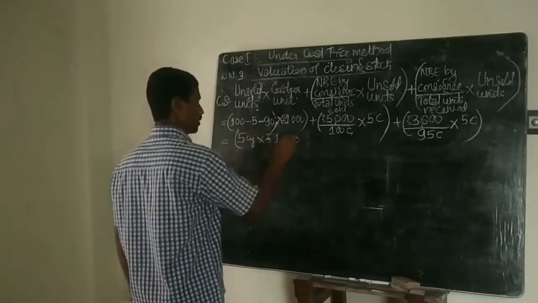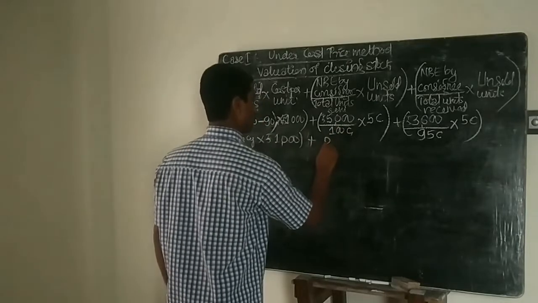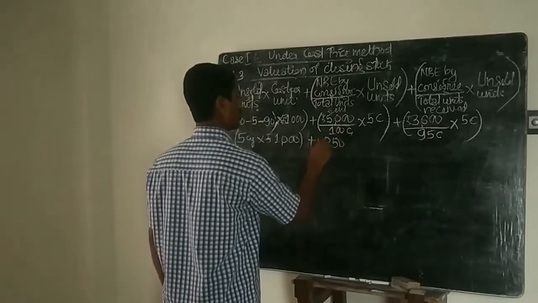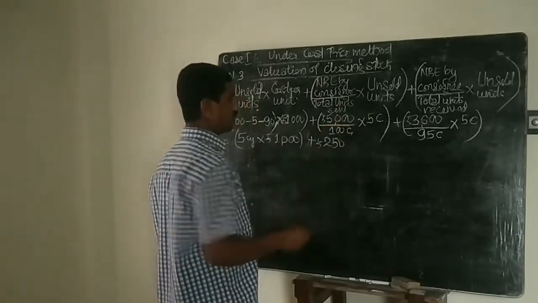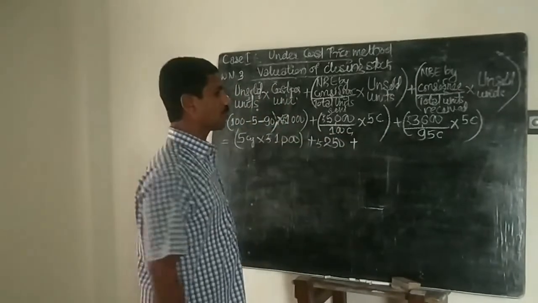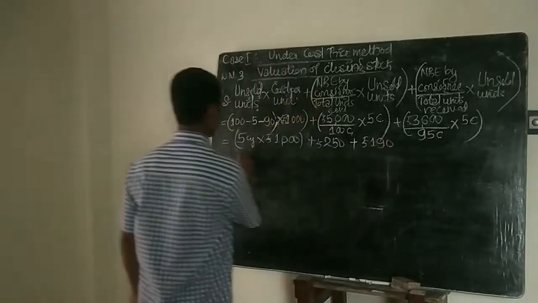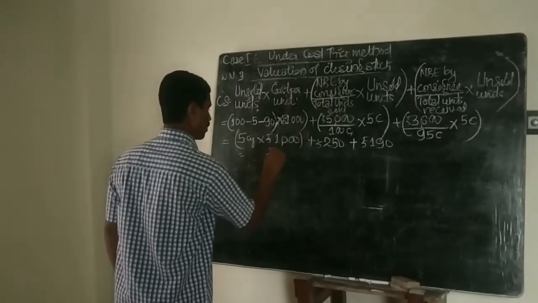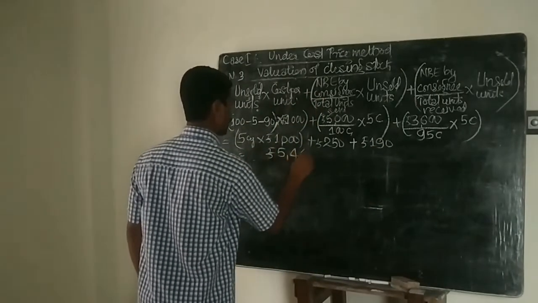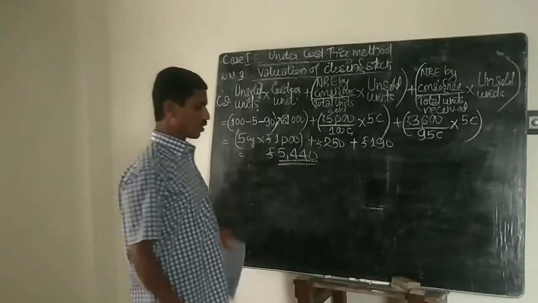Okay. Plus it will be 250 rupees. So 2 get cancelled, 50 into 5. So plus here it will be 189.47, so nearly equal to 190 rupees. So it will be 5,440 rupees, the value of closing stock.